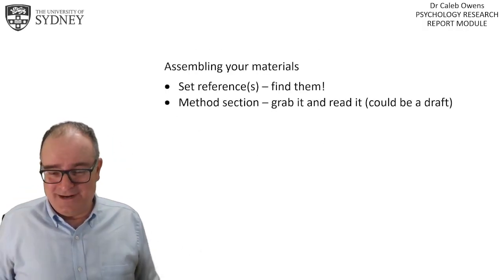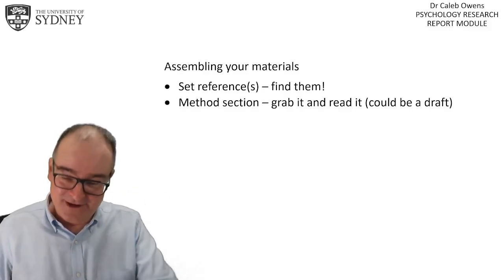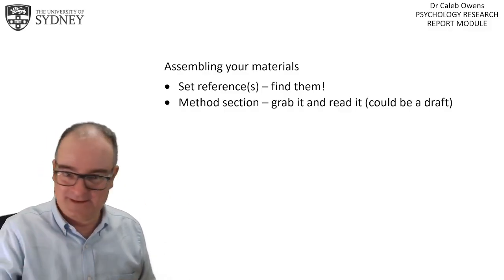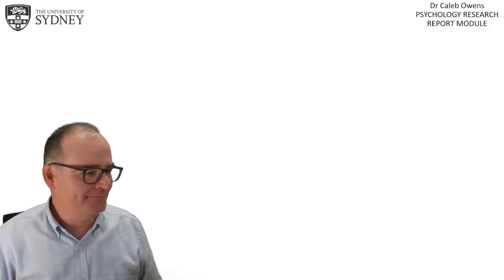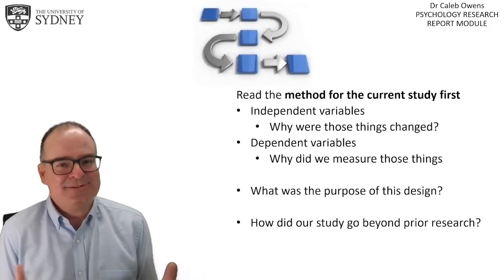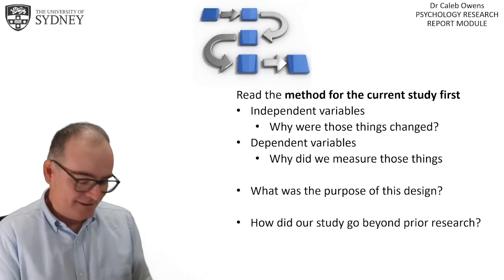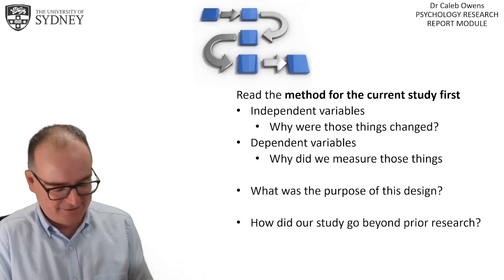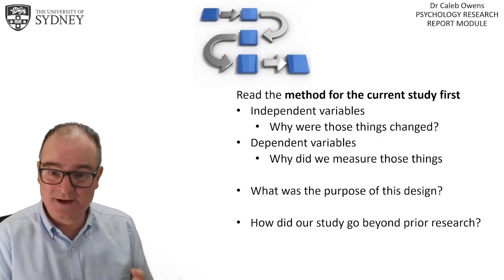So you're ready to start. Okay, you've got to assemble your materials, find your set references, get your methods section. And this is your main assembly task. You've got to read the method first. Highly recommend you do that. Find out what the current study did.